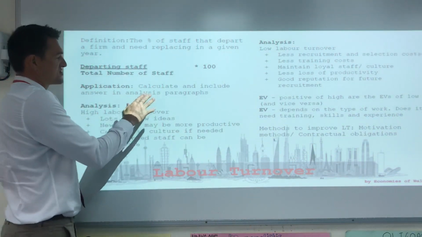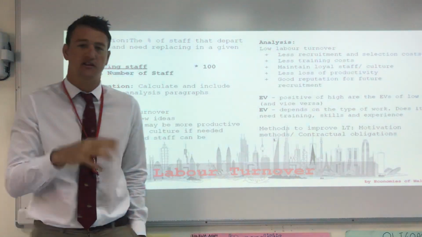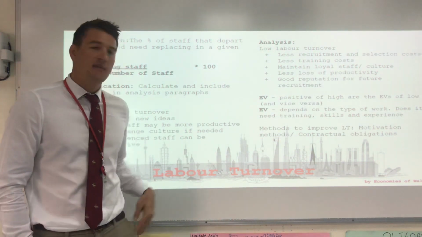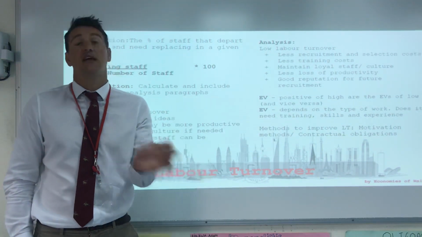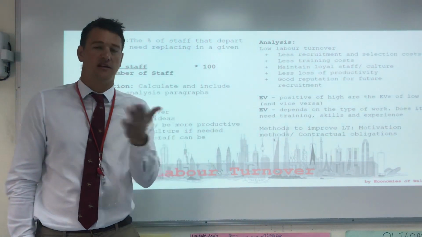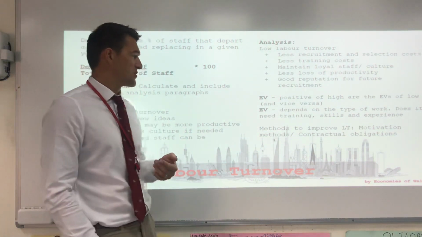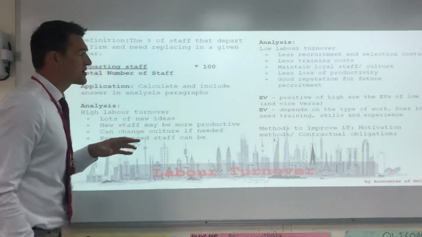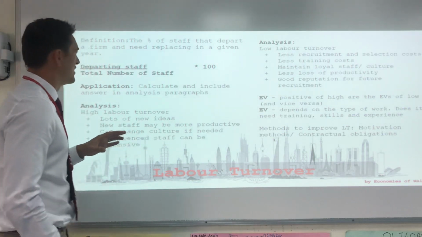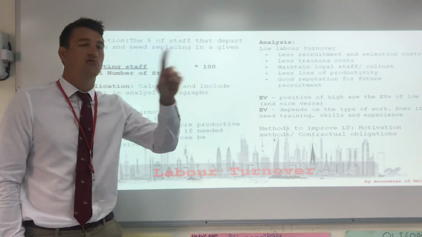Now, application for this question: you need to do the calculation, and then include that in your paragraphs, in your written analysis. Essentially you may have 10% one year, and it increases to 15% the following year, and then you'll have to analyse the fact that it now has a higher labour turnover than it previously had, or you may be comparing that number to a competitor. So when it comes to your analysis, you need to look at it in two ways: whether it's high or low, or whether it's higher or lower than before.